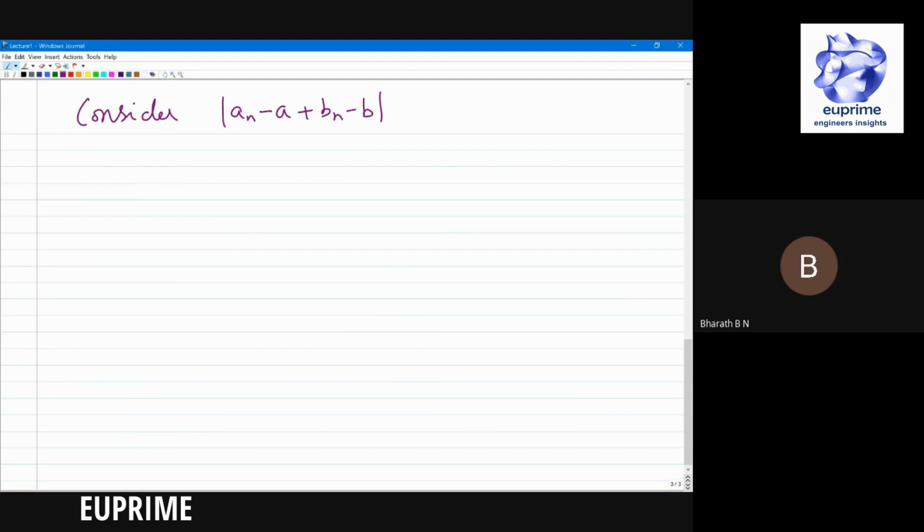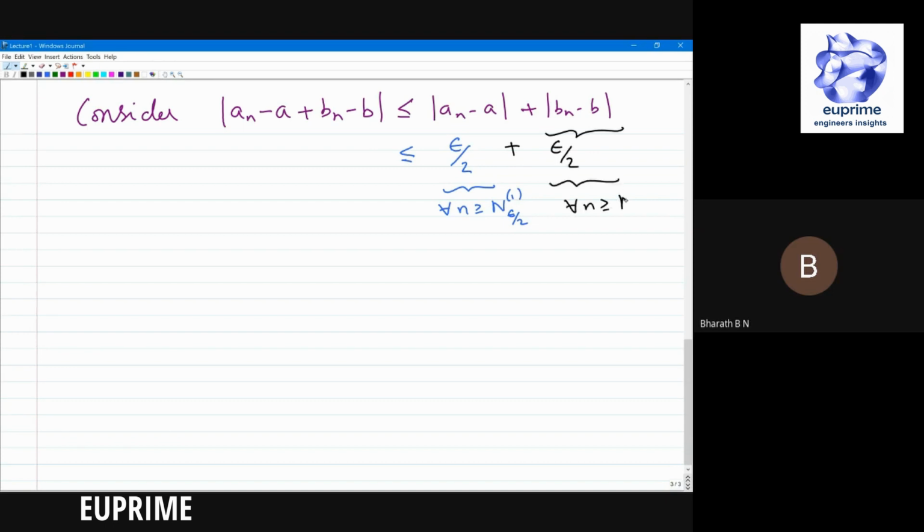Triangular inequality, right? So what is that? |a_n - a + b_n - b|, right? But this is less than or equal to what? Epsilon by 2. I'll write it here, for all n greater than or equal to N_{epsilon/2}(1), right? Similarly, this will be epsilon by 2 for all n greater than or equal to N_{epsilon/2}(2), right?